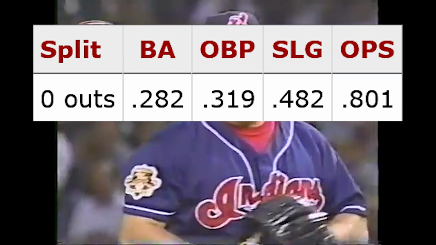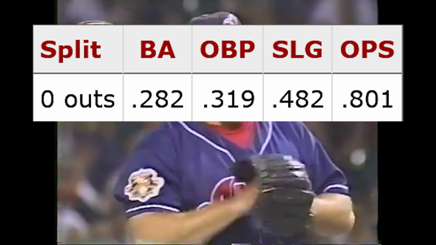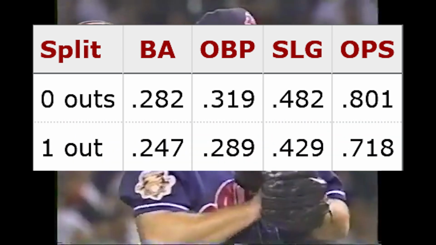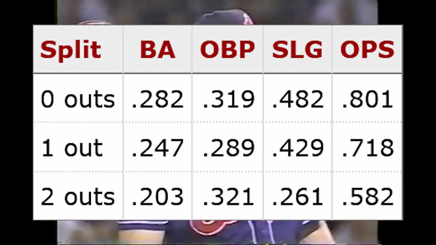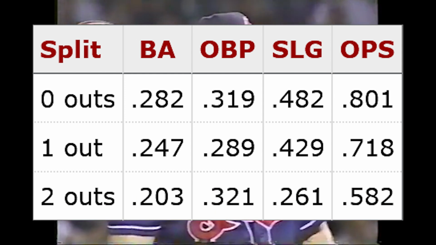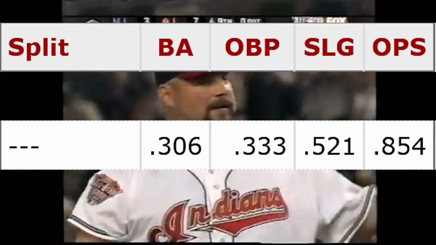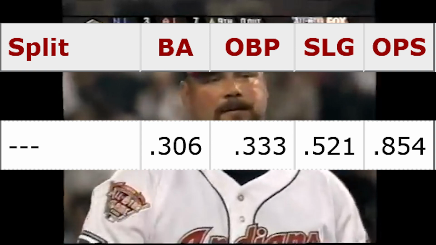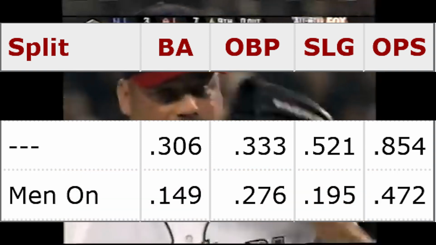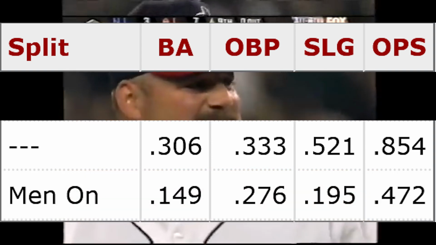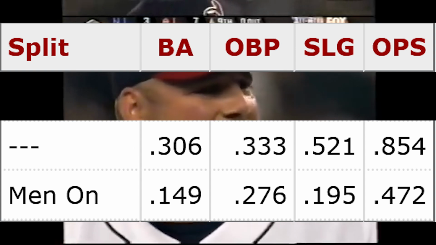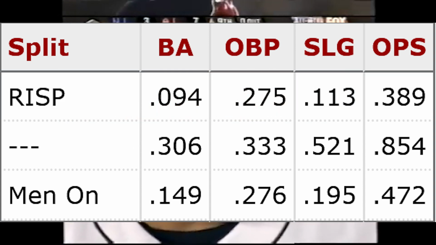When there were 0 outs in an inning, batters had a .282 average off him. With 1 out, that dropped to a .247 average, and with 2 outs, a .203 average. As you can see, over a 200-point difference in OPS as well. Furthermore, when the bases were empty, batters had a .306 batting average against him. When there were runners on, a .149 average with a near 400-point difference in OPS. With runners in scoring position, a .094 average with a sub .400 OPS.